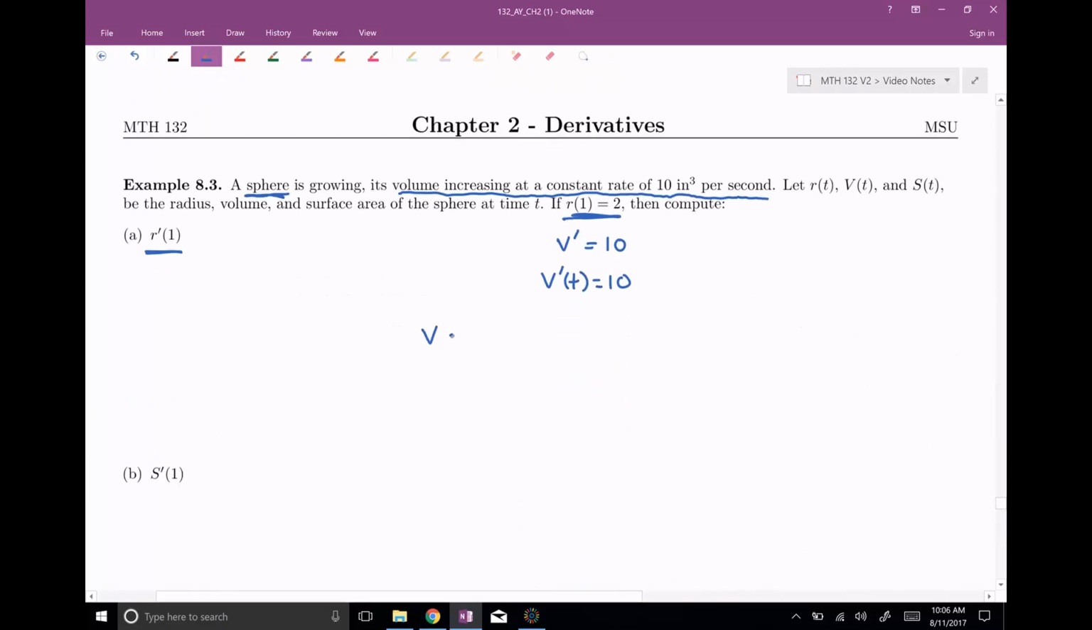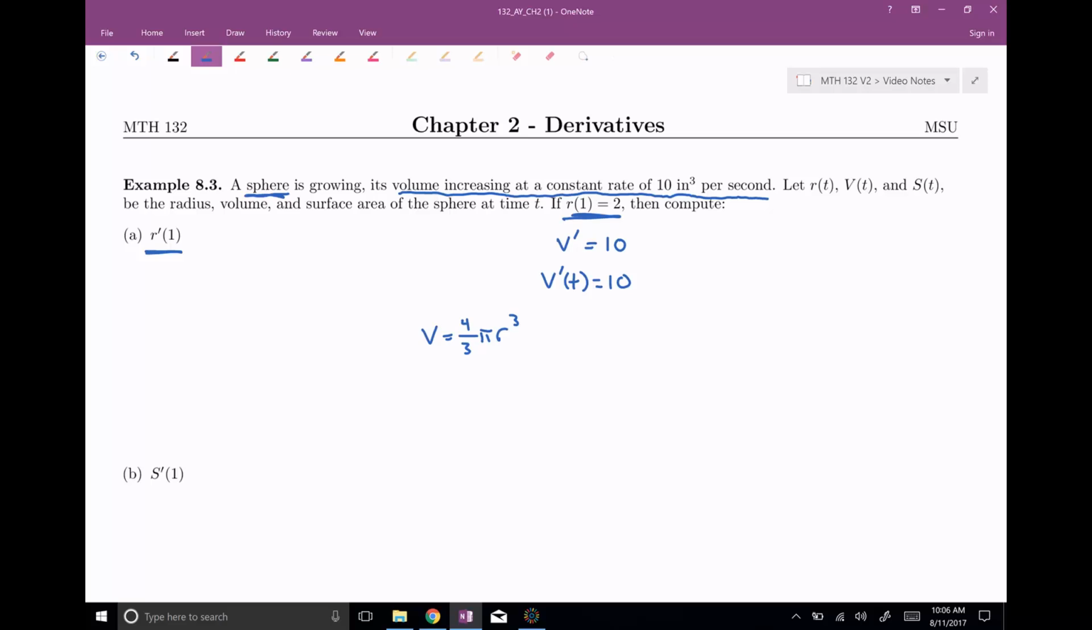Volume is equal to 4/3 pi r cubed. And now the big thing here is that the volume and the radius are changing with time. So this is not a constant sphere, right? As time changes, the sphere is growing.